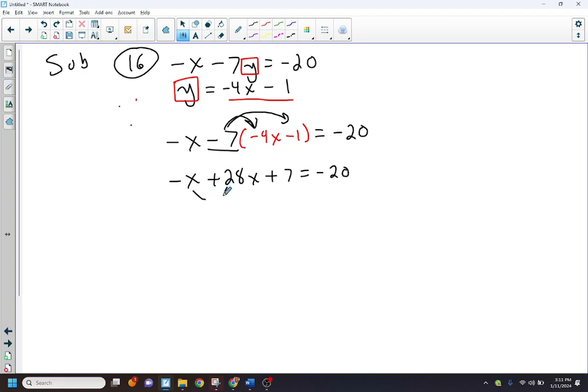Combine like terms. So that's going to be negative 1 plus 28, so 27x plus 7 equals negative 20. Minus 7, minus 7. 27x equals negative 27. Divided by 27, divided by 27. x equals negative 1.